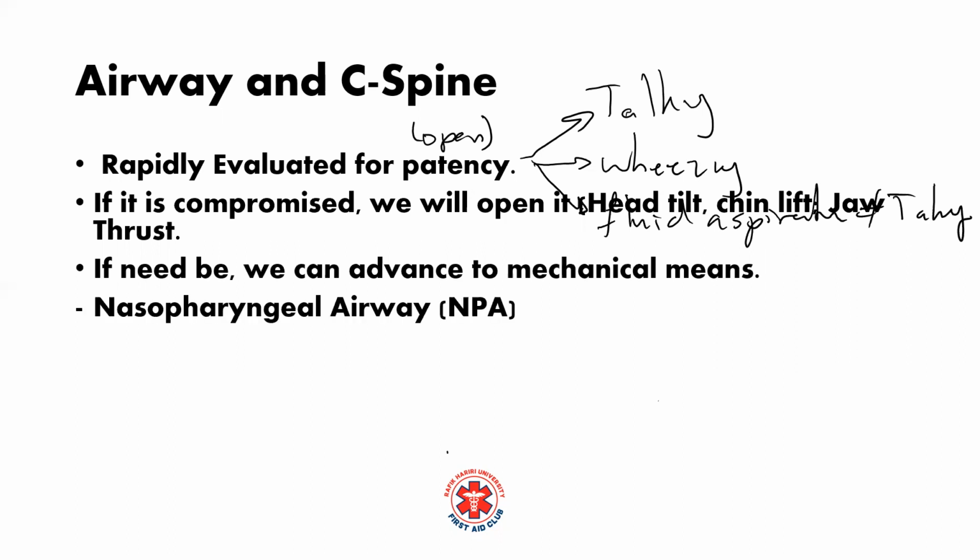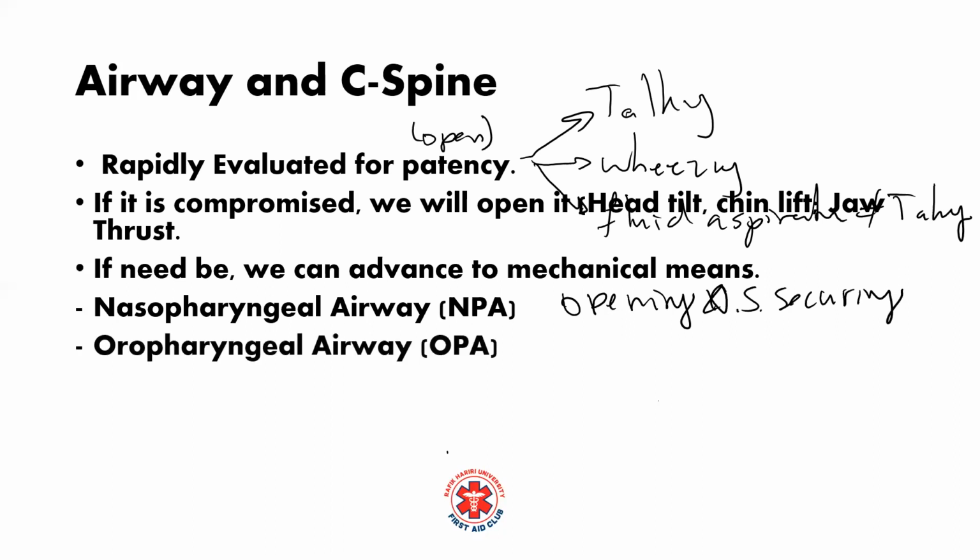This involves the nasopharyngeal airway, which is basically a tube that we put in the nose, and it will clear an area. It will open the airway from the top, but it does not secure it. We are going to look at the difference between opening versus securing. There's a difference.